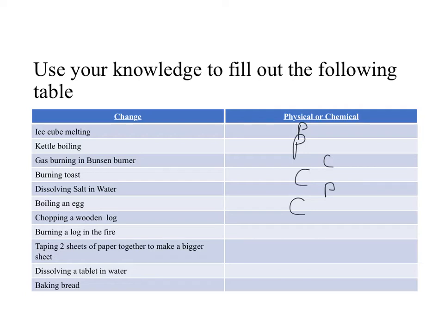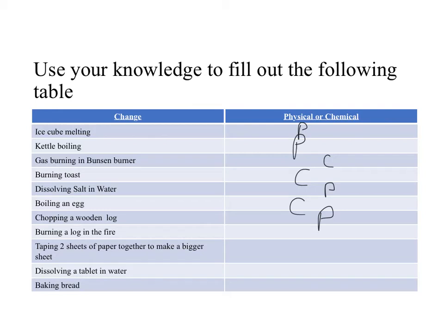Chopping a wooden log is next. This one you may have put down as physical, and that would be correct. We know it's a physical change because the chemical reaction hasn't happened. It's really just changed its appearance. So beforehand you had one big log, and now you've got two smaller logs. A new substance hasn't been made, it's just the same old piece of wood. It just appears slightly differently.